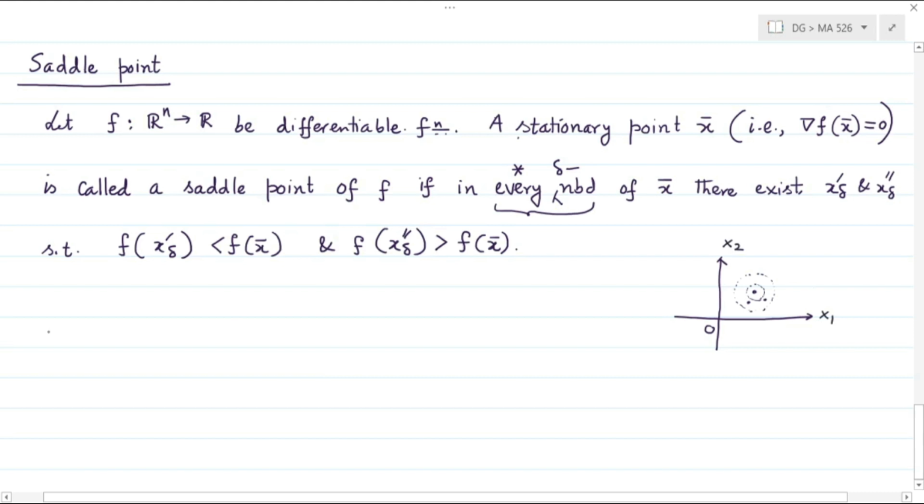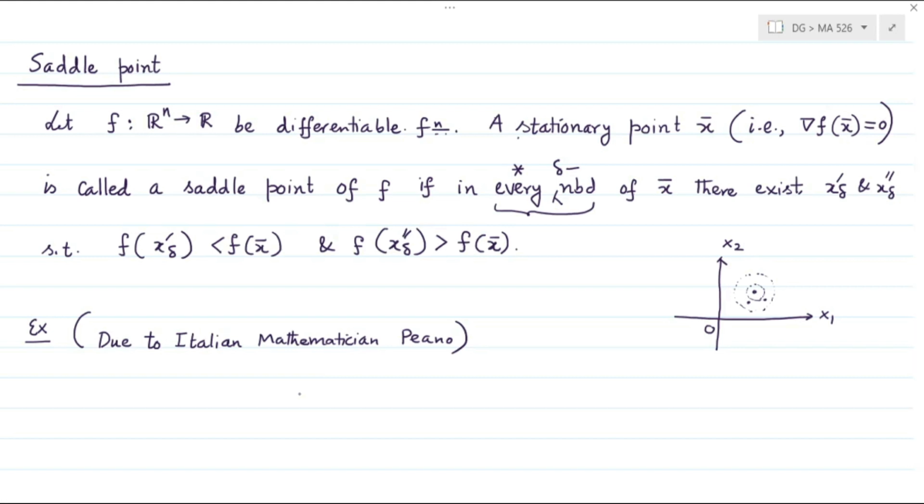So let me explain this definition with one more example so that the idea will be clear. This example was given by an Italian mathematician, Peano, and it has an interesting fact. We will see that for this example, the function gets a minimum value along every possible direction, but the point x bar is not really a local minimum. This is a very interesting and surprising fact. Anyway, I will come back to this scenario.